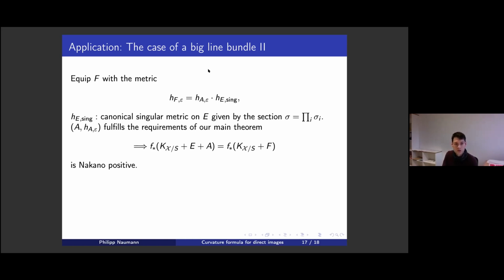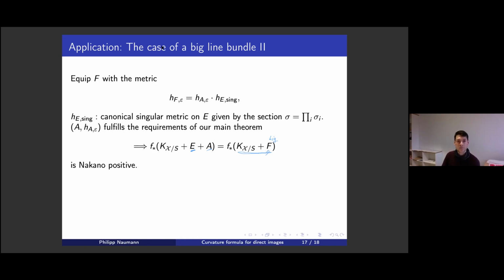And if we compare this to the Berndtsson-Paun result, if we instead would apply Berndtsson-Paun to this situation directly, the benefit here is that we applied to A, but we get back additionally this E and end up with L_F, where we are maybe interested in the beginning. This is the big line bundle. So we have a situation where the twist of the adjoint bundle is with some big bundle, and we get this F because we can add this E here.